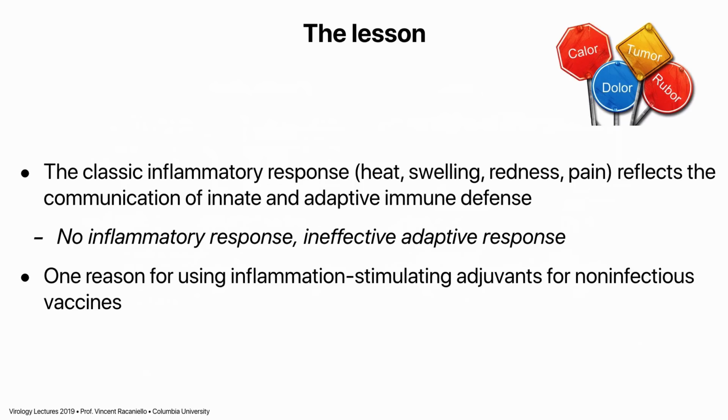If we don't have inflammation, if we don't have heat, swelling, redness, and pain, we have an ineffective adaptive response because the sentinels are not interacting with the lymphocytes in the lymph node. And this is one reason, as you'll see when we talk about vaccines, why if we use an inactivated virus vaccine, which can't kill cells by definition, it's not replicating, our immune system doesn't often see it. And so you get poor adaptive responses.